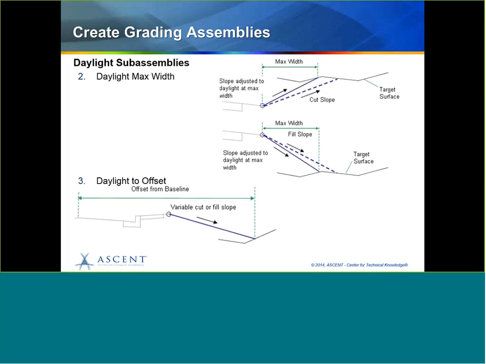Right to offset, and that subassembly creates a daylight link from the attached point to a step offset from the baseline. And this offset can be parallel to the baseline, or it can even target an alignment, a polyline, a feature line, or a survey figure. And then, of course, different materials can be assigned to those links.